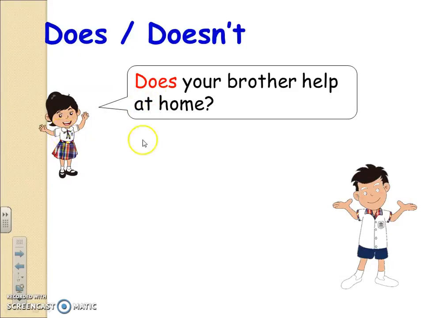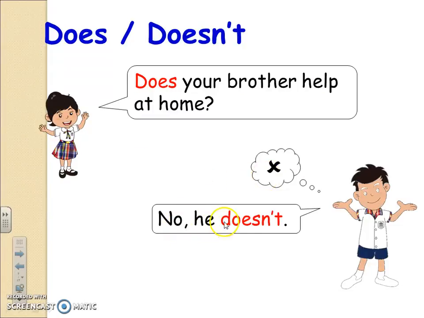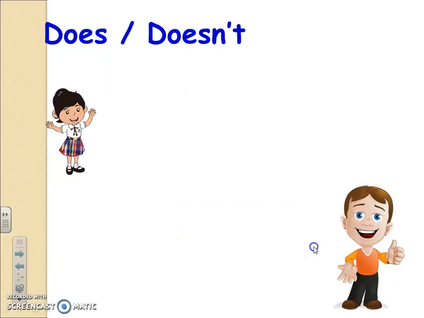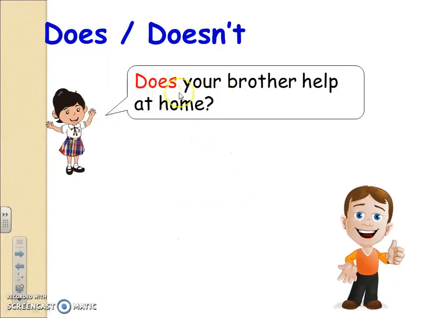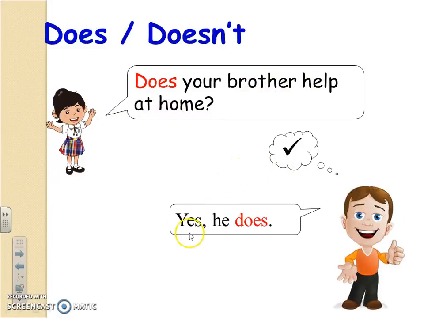Let's try another example. Does your brother help at home? No, he doesn't. The pronunciation of this word is doesn't. You need to say it fast, not like does not. You see, here there is an apostrophe, so we need to say doesn't. No, he doesn't. Does your brother help at home? Yes, he does.